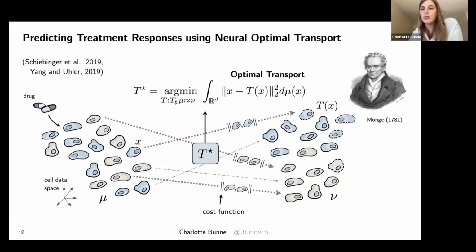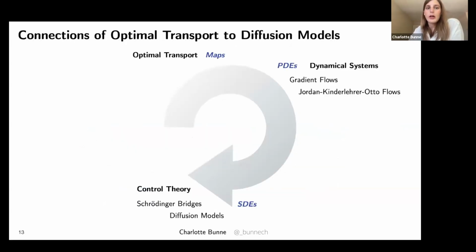And we are not the first ones to do so. There has been previous work in single cell biology from the Broad Institute that has used OT as an inductive bias for those processes. And this is also something we are going to explore throughout the talk.